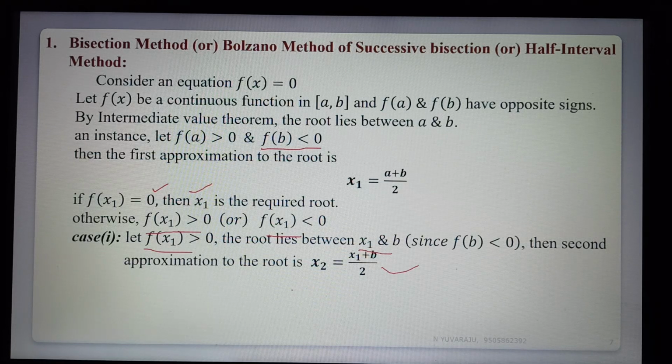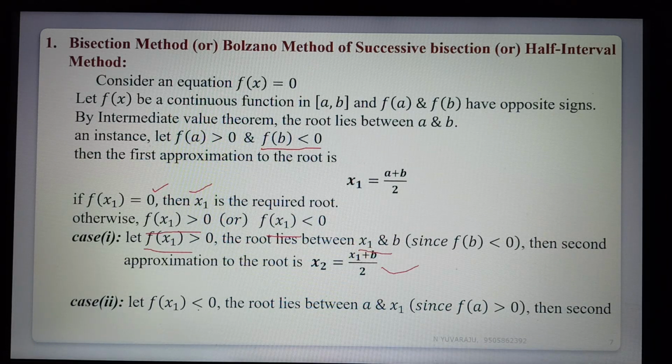Or otherwise, in case f of x1 is less than 0, the root lies between a and x1, because f of a is positive and f of x1 is negative. So the root lies between a and x1. Therefore in this method the next root is x2 is equal to a plus x1 by 2.